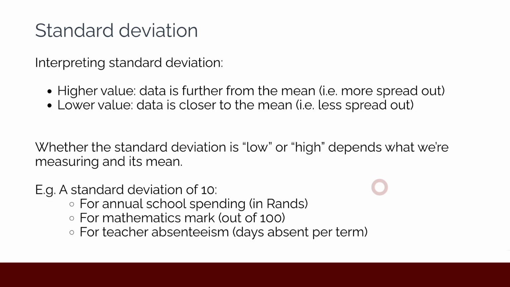So if we have a standard deviation of 10 and we're measuring annual school spending in rands, that's going to be quite a small variation because annual school spending is in the hundreds of thousands or millions of rands, so 10 isn't that big. If we're talking about the standard deviation of the mathematics mark out of 100 in a class, then 10 is a little bit more variance, right? Because 10 is closer to a mark out of 100 than it is to something out of hundreds of thousands. Or if we're working with teacher absenteeism, so the number of days that a teacher is absent in a term, we wouldn't expect that to be a very, very high number. So 10 relative to that average would be quite a lot of variation.